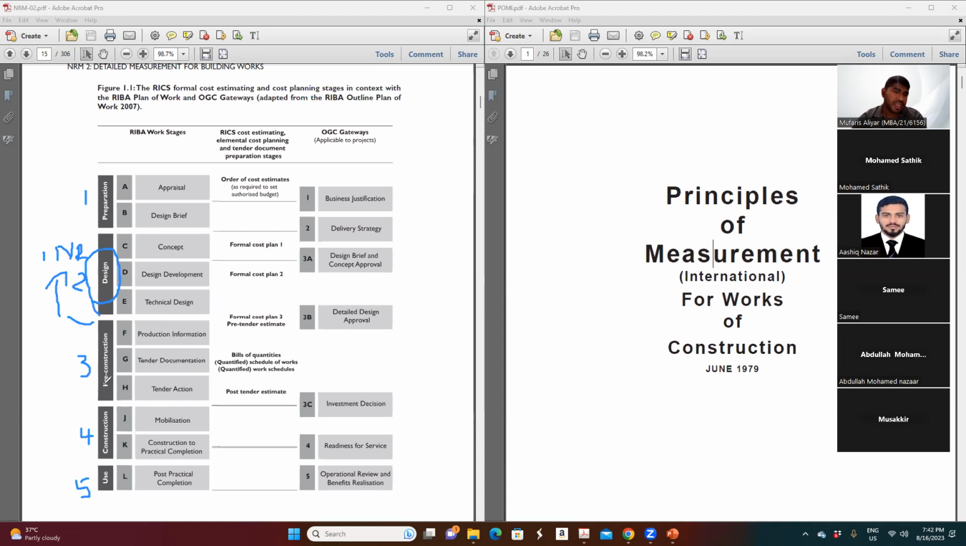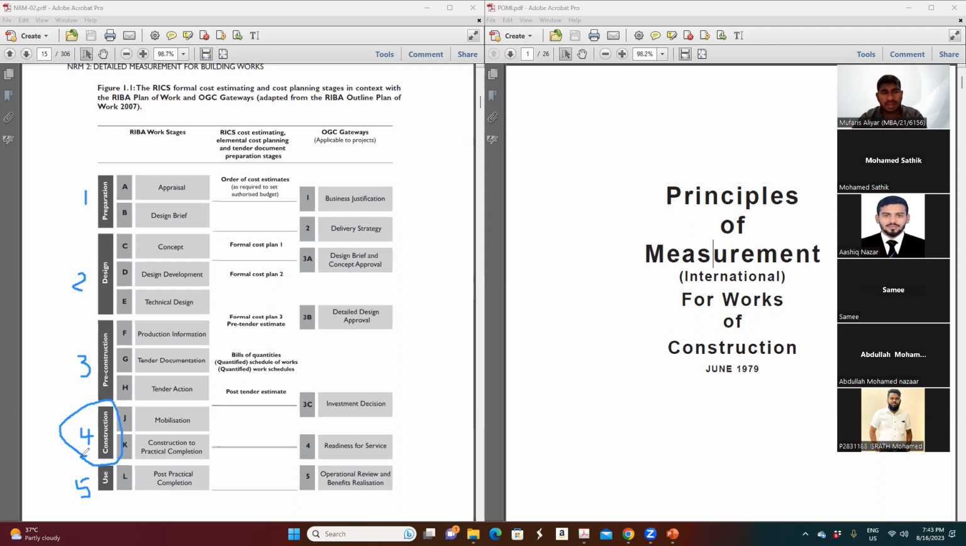Also, we can say slightly on this here, because when it comes to pre-construction, the project is already going to start, so at that time we are not going to do anything. So I can say phases 1, 2, 3 are used by NRM1, and number 4, construction, is going to use NRM2. If there is any measurement work in phase 1, 2, 3, NRM1 has to be used.